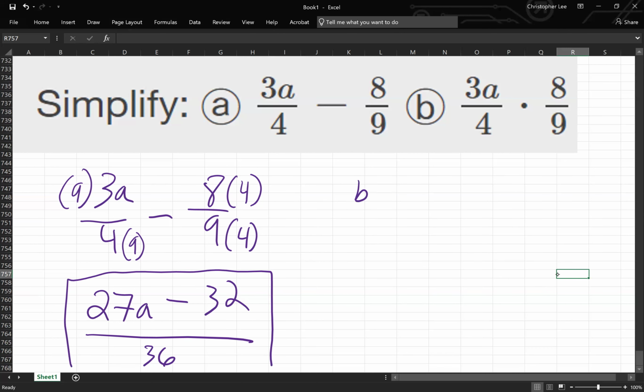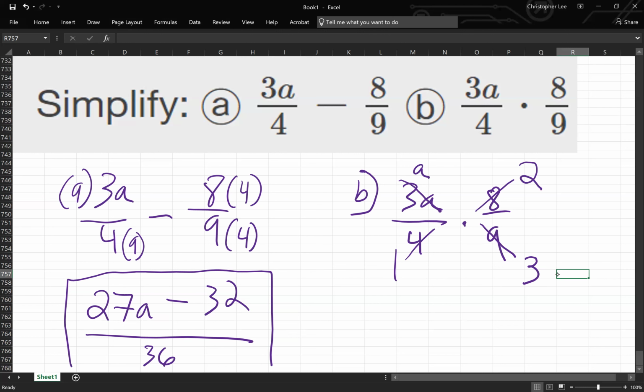Let's look at the other part, part B. So part B says 3a over 4 times 8 over 9. What you could do before you even multiply is just reduce it, then multiply straight across. 3a goes into 3a 1a times, and 3 goes into 9 3 times. 4 goes into 4 once, 4 goes into 8 twice. Multiply straight across, what do we get? 2a over 3. And that's it. Not so bad, right?